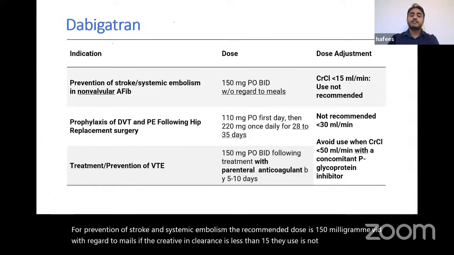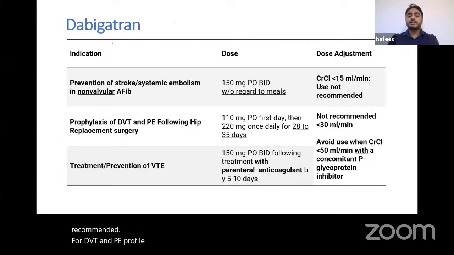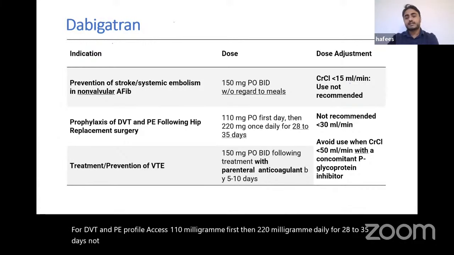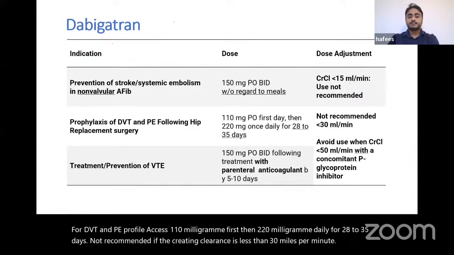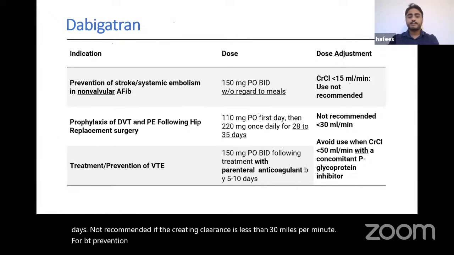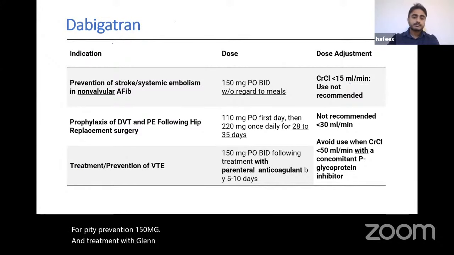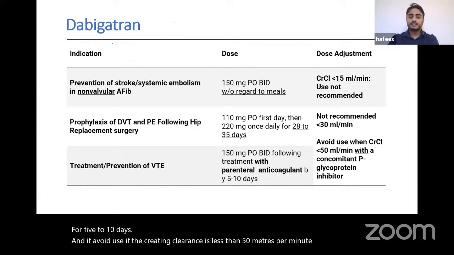For DVT and PE prophylaxis, 110 milligram first, then 220 milligram daily for 28 to 35 days. Not recommended if the creatinine clearance is less than 30 ml per minute. For VTE treatment, 150 milligram BID after treatment with a parenteral anticoagulant for 5 to 10 days. And avoid use if the creatinine clearance is less than 50 ml per minute or with concomitant P-glycoprotein inhibitor drugs.